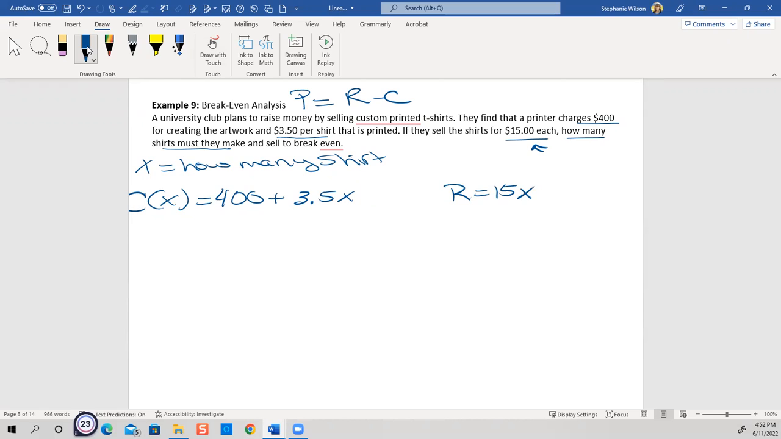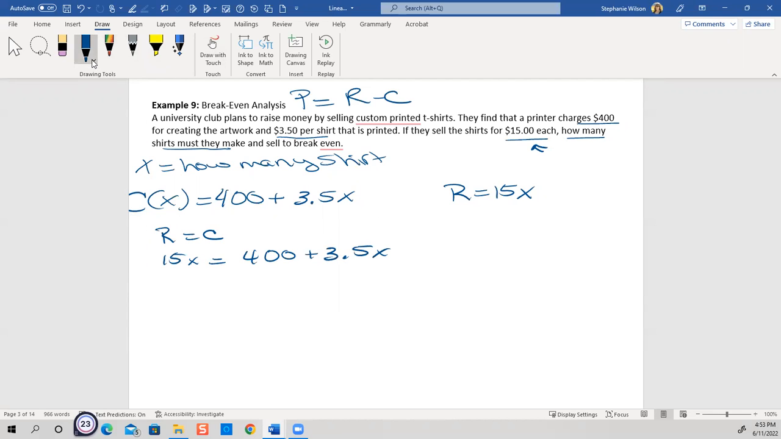So now I'm going to set these two equal to each other and solve for x to get an idea about where I need to start with the number of shirts to sell. I'm going to list the R first because I want to have all my variables on one side and all my constants on the other side. So I'm going to say my revenue equals my cost. So my 15x is set equal to 400 plus 3.5x.